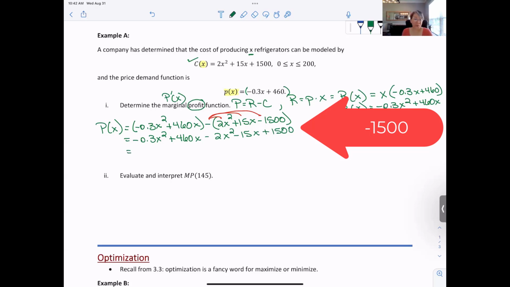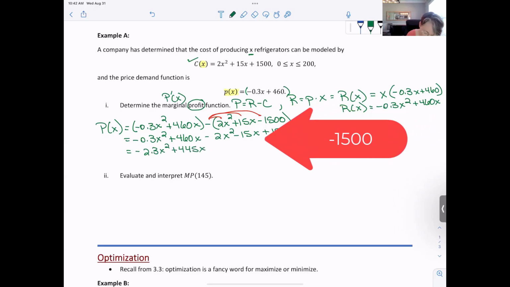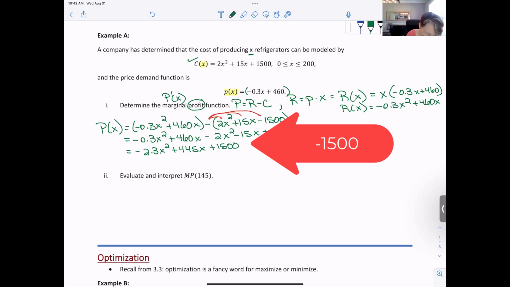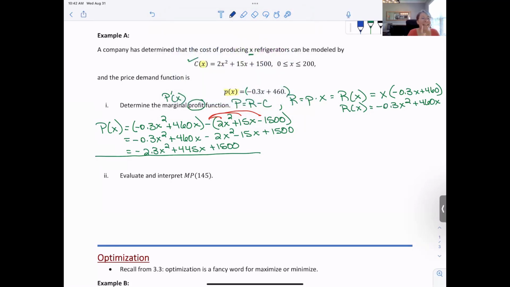Now let's combine like terms. We haven't even found the marginal profit yet. Combining like terms, we get negative 2.3x squared plus 445x minus 1,500. Okay, all of that is just the profit function. So I'm going to change colors here so we don't get too confused. Now we can determine the marginal profit function. Remember, the first derivative of the profit is the marginal profit function at X. So taking that first derivative, we get negative 4.6x plus 445. So notice there were a lot of other pieces that we had to find first.